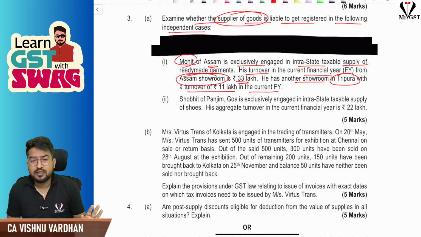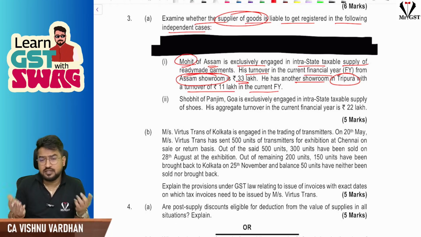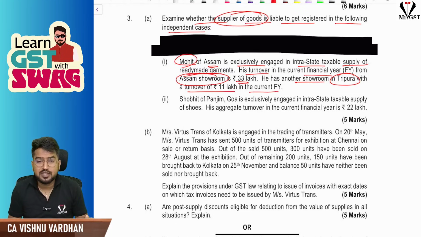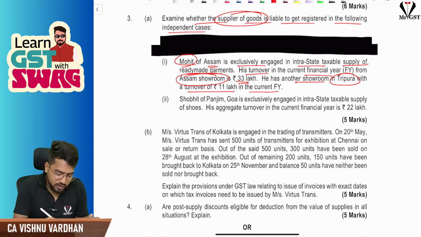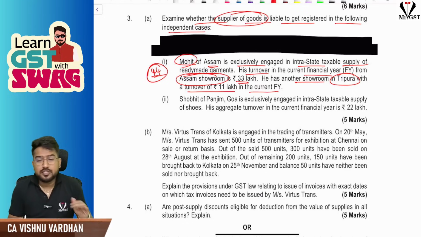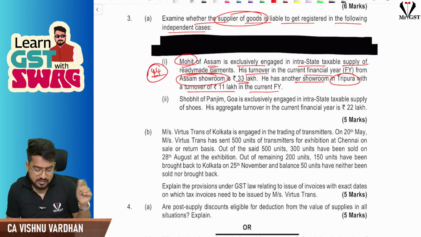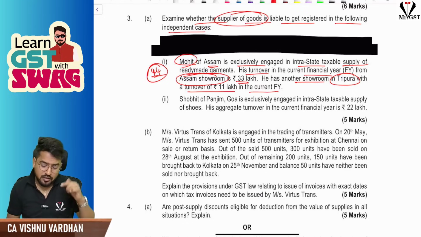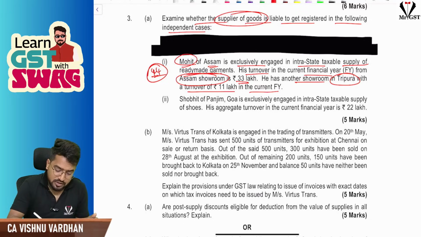And here another interesting part is, when one branch is outside a special category state and another branch is in a special category state, here Tripura is a special category state, then the threshold limit will fall down to 10 lakhs. So here the aggregate turnover is 44 lakhs, 33 plus 11. But the threshold limit is just 10 lakhs. So in both the cases, that is both states, Assam and Tripura, Mr. Mohit has to take registration.